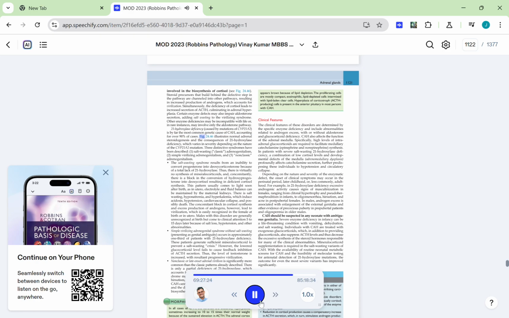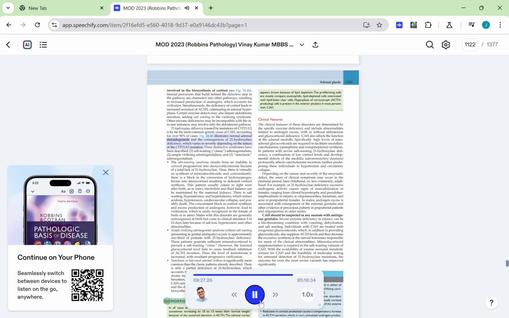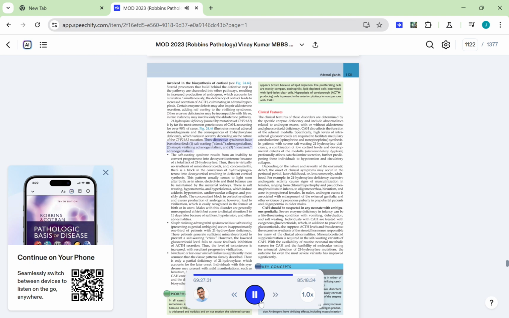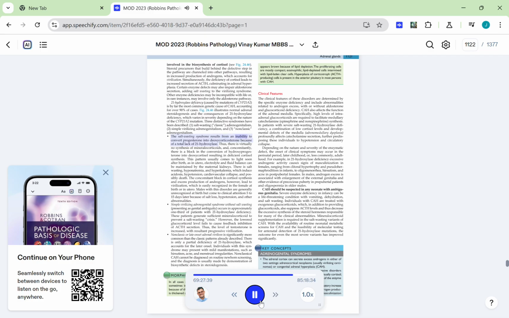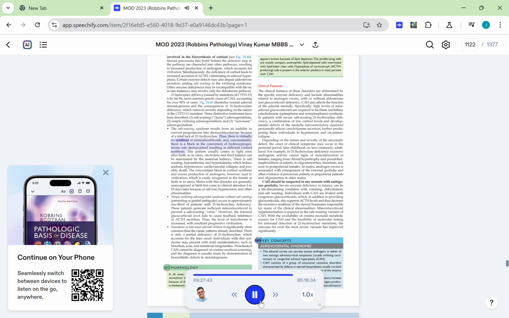Figure 24.46 illustrates normal adrenal steroidogenesis and the consequences of 21-hydroxylase deficiency, which varies in severity depending on the nature of the CYP21A2 mutation. Three distinctive syndromes have been described: salt-wasting adrenogenitalism, simple virilizing adrenogenitalism, and non-classic adrenogenitalism. The salt-wasting syndrome results from an inability to convert progesterone into deoxycorticosterone because of a total lack of 21-hydroxylase. Thus, there is virtually no synthesis of mineralocorticoids, and concomitantly, there is a block in the conversion of hydroxyprogesterone into deoxycortisol, resulting in deficient cortisol synthesis.